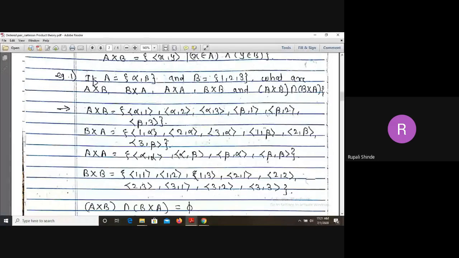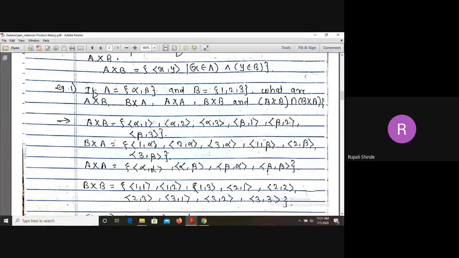Now, in the next one, we have to find out what is the intersection between A Cartesian product B and B Cartesian product A. Now check whether anything is common between these two sets. No, nothing is common, because here is the ordered pair alpha comma 1, but in the second set there is 1 comma alpha.